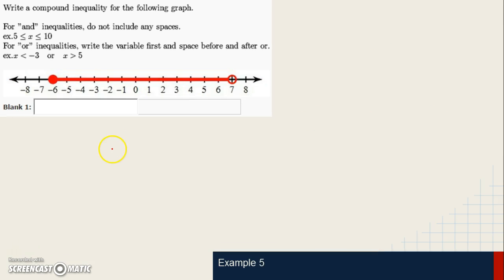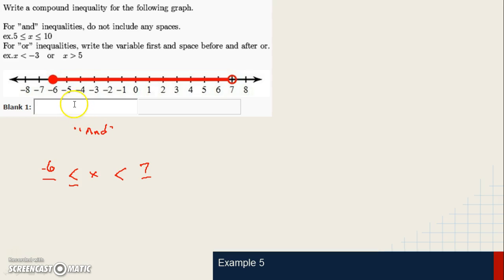Example number 5. Okay, so here we have an AND, since the line is connected. So we know that we have our smallest value, x, and our largest value. We know that x is going to be greater than our smallest value, and we know that x is going to be less than, or smaller than, our largest value. Our smallest value here looks like it is negative 6, and the dot on negative 6 is closed, so negative 6 is a part of the solution, so it's an equal to. And our largest value, or second endpoint, is 7. And the dot on 7 is open, so we're just going to leave it as a less than.